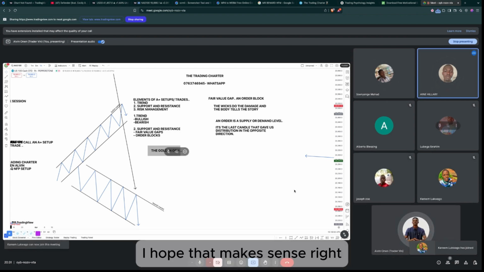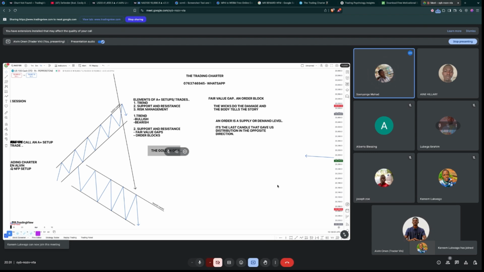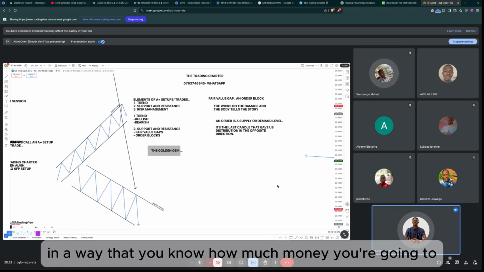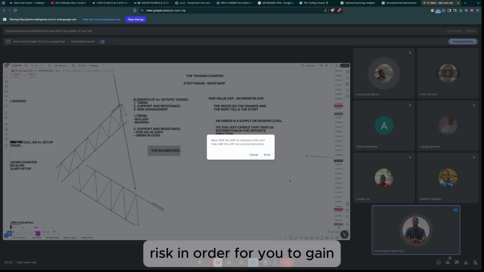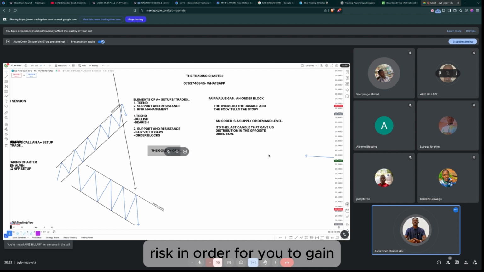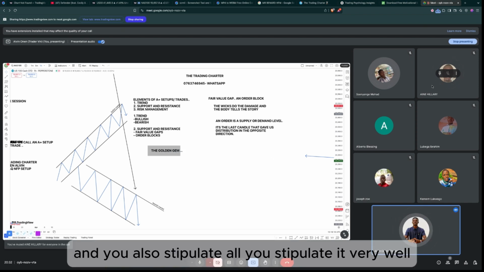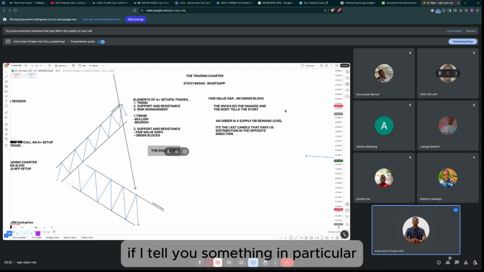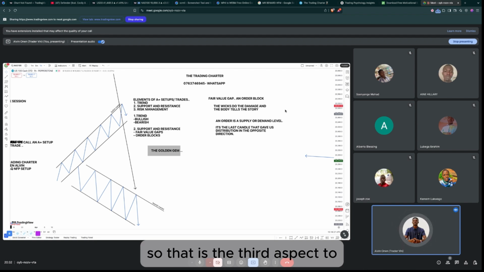I hope that makes sense, right? So risk management is very crucial and important in a way that you know how much money you're going to risk in order for you to gain. And you also stipulated very well the amount of money that you're going to gain if at all you've risked something in particular. So that is the third aspect, 2 elements of an A+ trade setup.